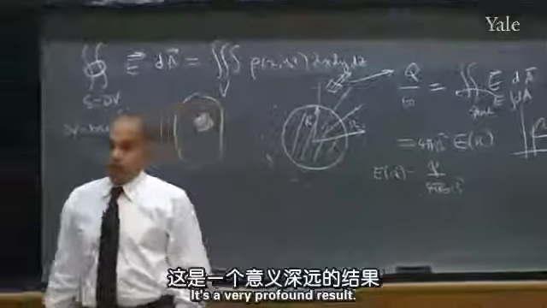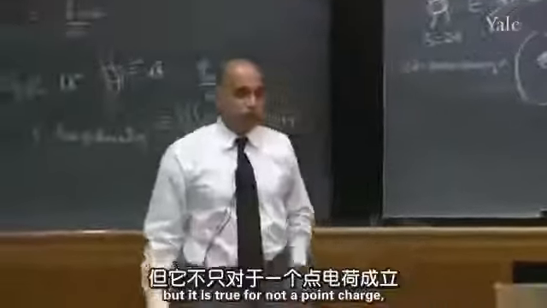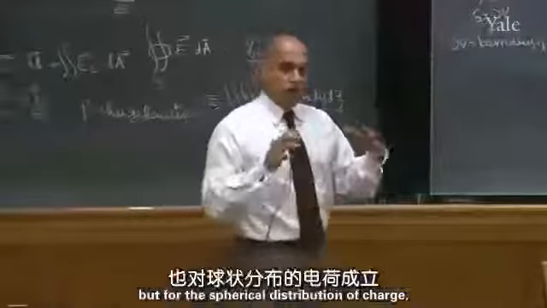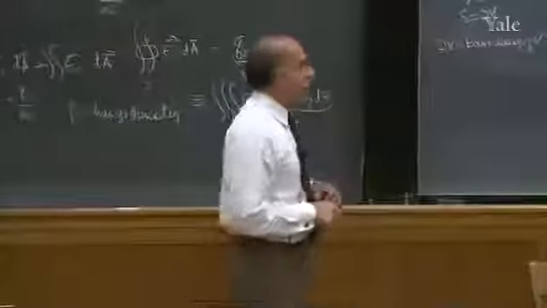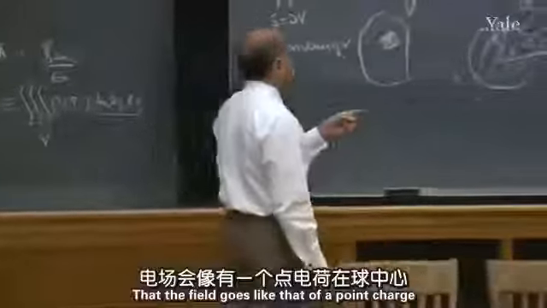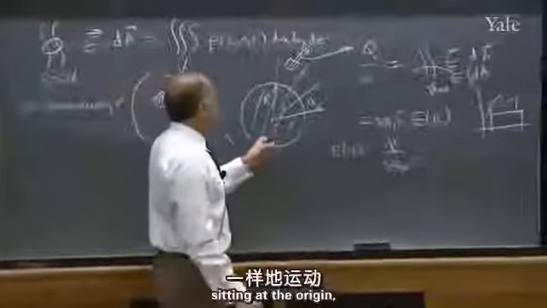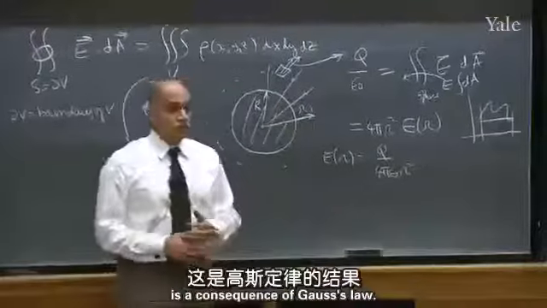It's a very profound result. It looks very simple, but it is true for not a point charge, but for a spherical distribution of charge. That the field goes like that of a point charge sitting at the origin is a consequence of Gauss's law.